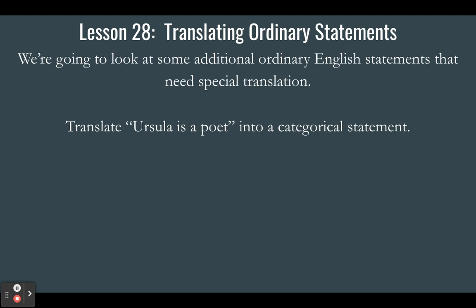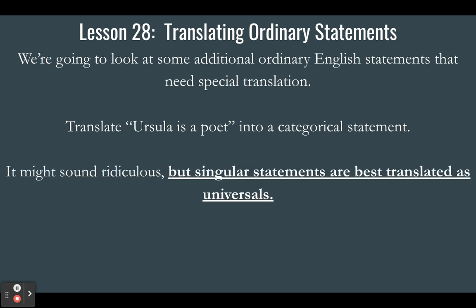So, Ursula is a poet. What do you guys think? All right, what's the subject? Ursula. How many Ursulas are we talking about? Well, we're only talking about one, but of that group of one, how many of them are poets? All of them. 1 out of 1. So though it's going to sound really weird, singular statements are translated as universals. So we would say all Ursula is a poet.